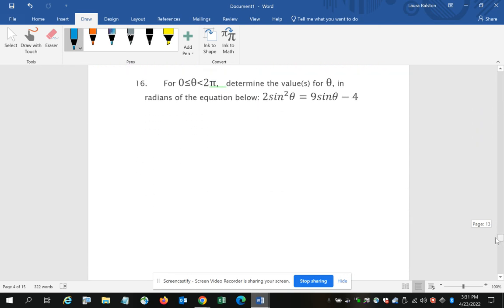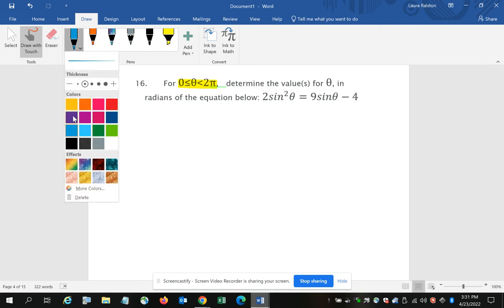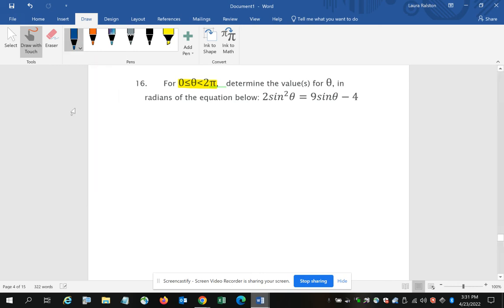Okay, 2 more. 16 says between 0 and 2 pi. Okay, so we're using 0 and 2 pi. 0 is included, 2 pi is not. And again, they want it in terms of radians. And we have 2 sine squared theta equals 9 sine theta minus 4.